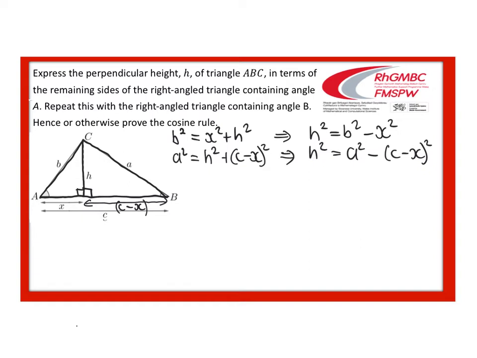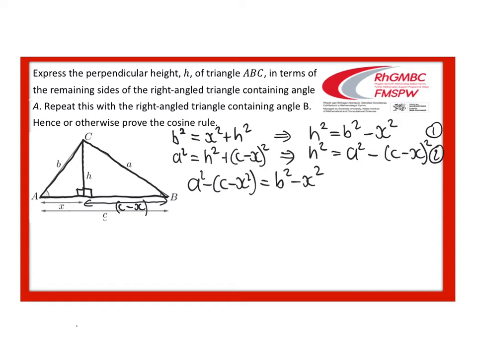So let's eliminate the h squared, and I can do that just by substituting h squared from one equation into the other. So what I get in that case is I can have a squared minus c minus x squared equals b squared minus x squared.